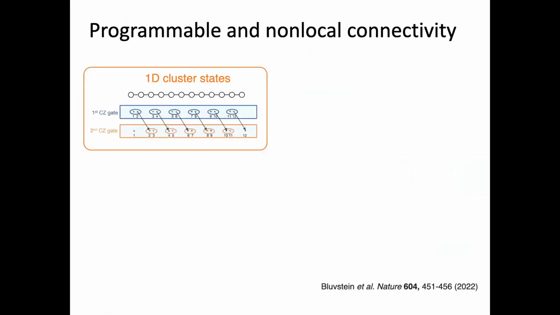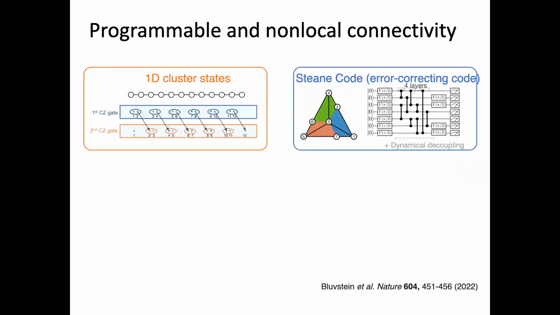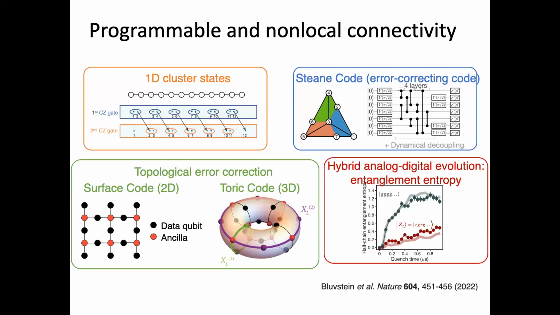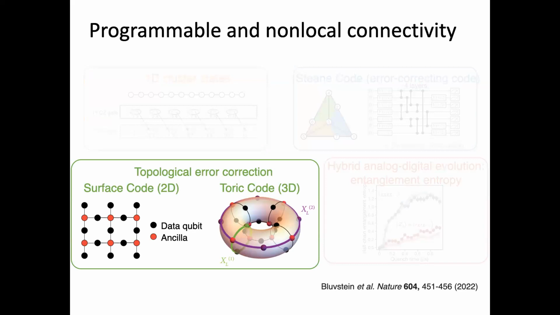Already in the early days last year, we realized that it's a very powerful method, and we had a lot of fun creating various types of states: cluster states, encoded states, topological states. We did a little bit of experiments on topological error correction. I will tell you a little bit about those. It also turns out that there are a lot of interesting possibilities here to combine analog and digital evolution. So let me just tell you a little bit about this.